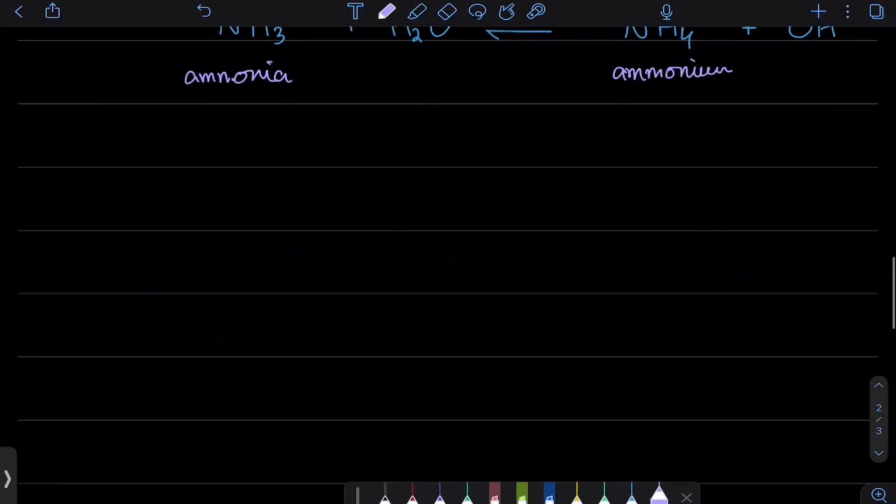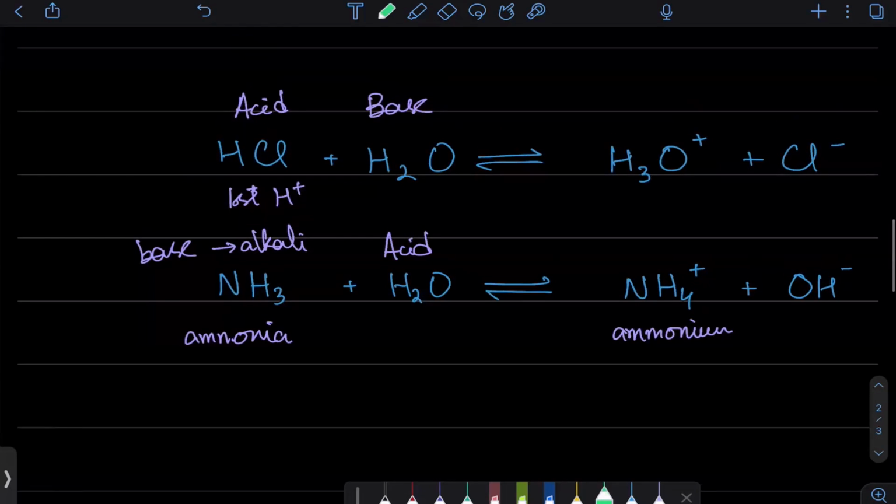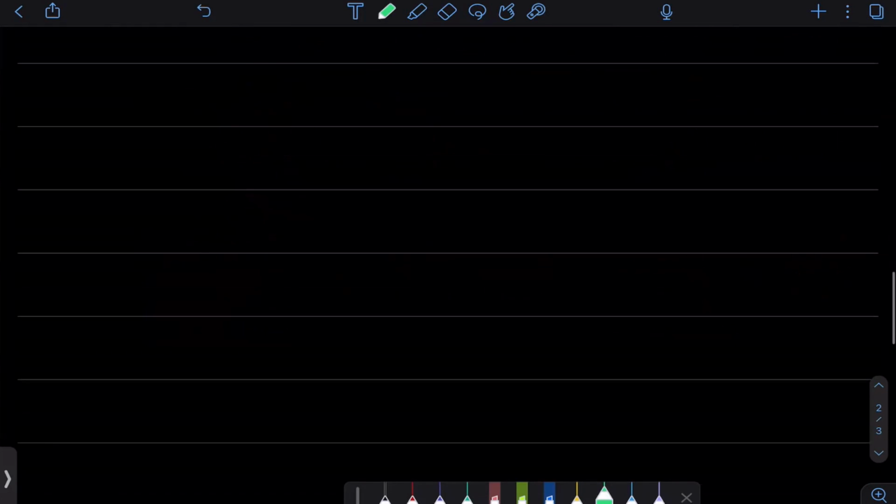Now let's try this. This whole process where an acid was breaking down, making something, and the base was breaking down, gaining H positive, this whole thing is called ionization or dissociation. Let's try doing a few examples of this.